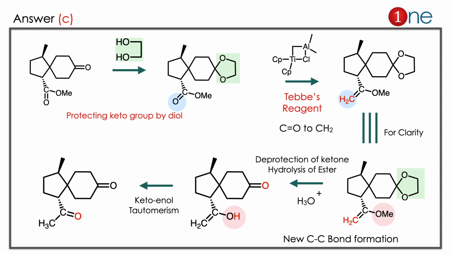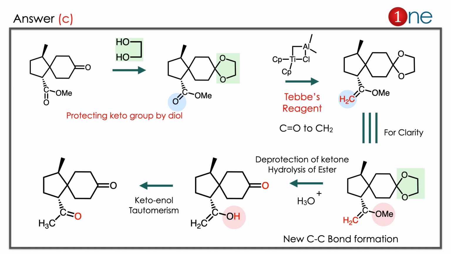The answer is C. Let us see how. The starting material is a spiro system with methyl and ester below. Here we use a diol. The diol group has a peculiar property: it will protect the ketone group. So the ketone is protected by the diol through the formation of a 5-membered ring.